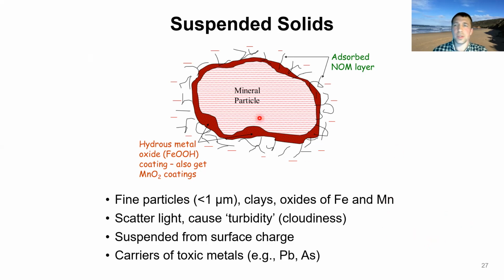The issue with suspended solids, other than producing a murky water that has an unpleasant appearance, is that it can scatter light, causes turbidity, so that can impact aquatic plants. Likewise, a lot of these particles have a charged surface, and they can be carriers for potentially toxic metals and contaminants as well.